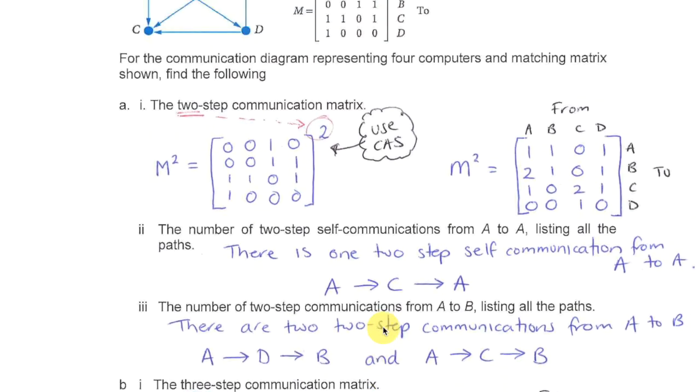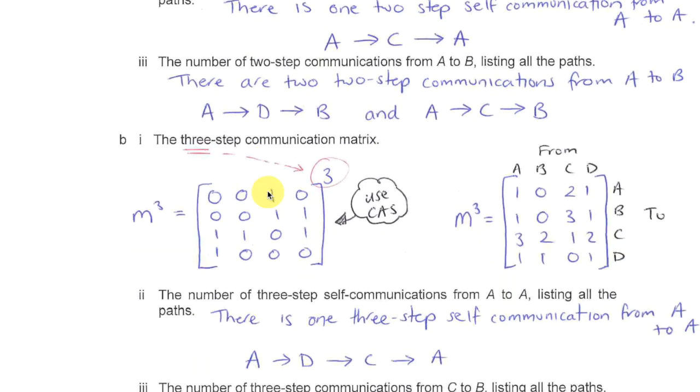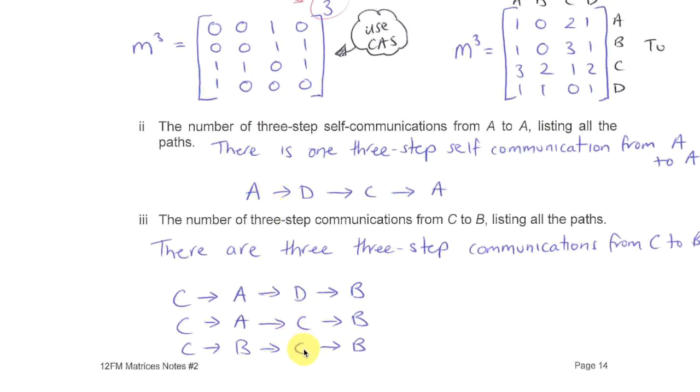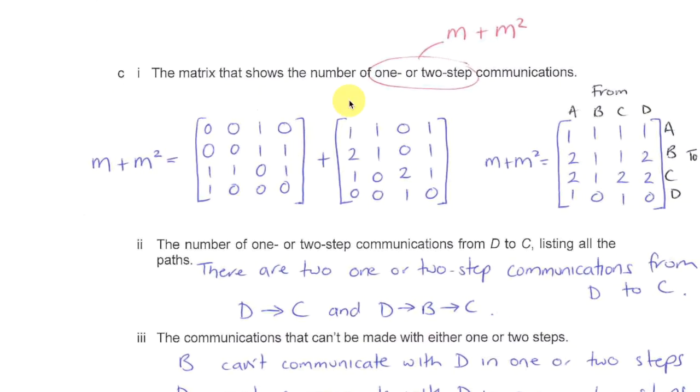So again, going back to our communication diagram, C to A to D and then to B. You can check the rest of the numbers as well. So for part C, what we need to do is consider all of the one-step or two-step communications. Okay, so the M matrix will give us the one-steppers, and the M squared matrix will give us the two-steppers. So M plus M squared.